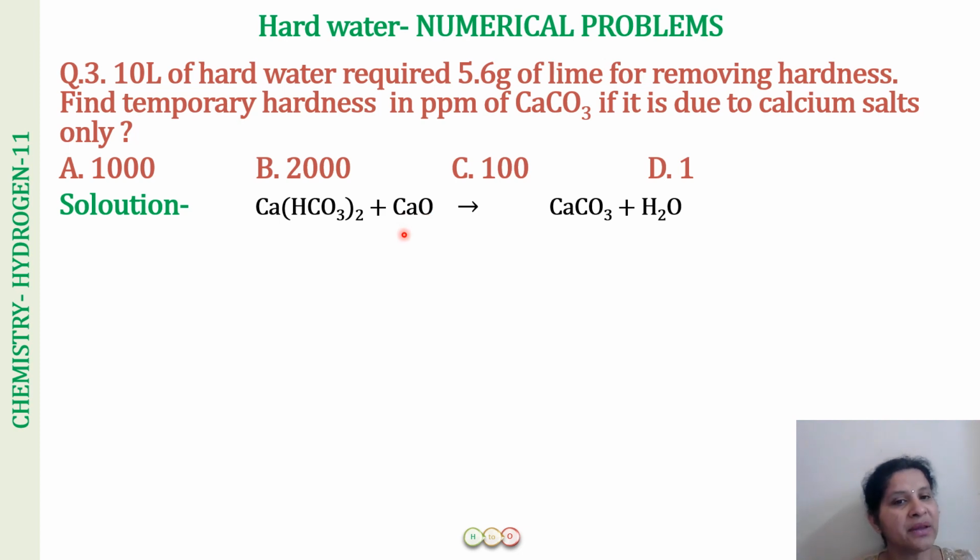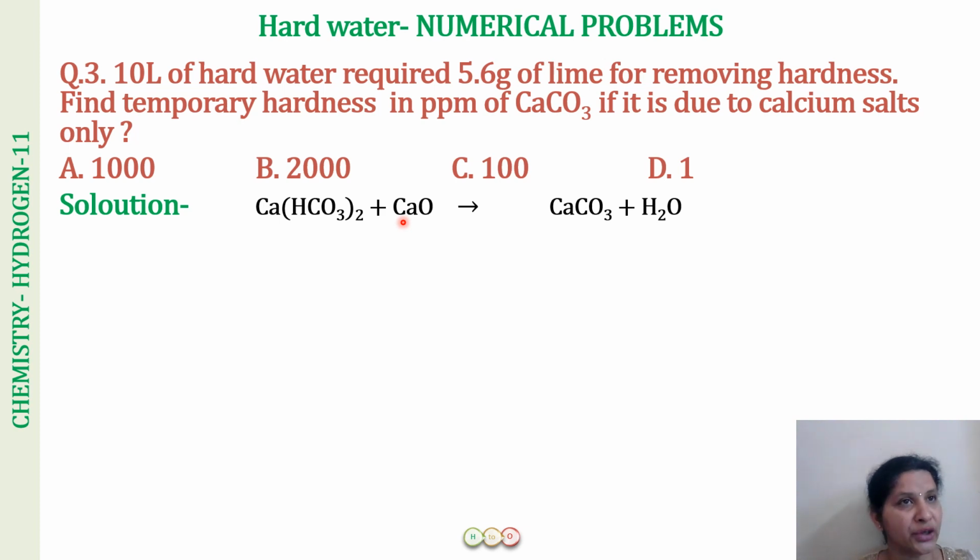What you learned in the previous lecture was that we use slaked lime. How do we get slaked lime? We get slaked lime by the reaction of calcium oxide, that is quicklime, with water. So what we are adding is actually quicklime, that is calcium oxide. So here also we are adding 5.6 gram of lime, which is going to react with bicarbonate to give us calcium carbonate and water.